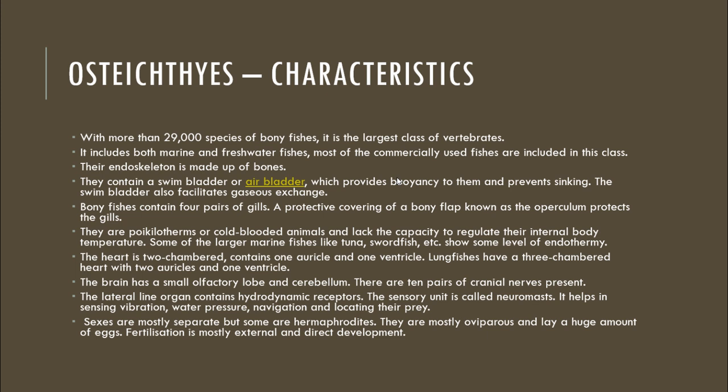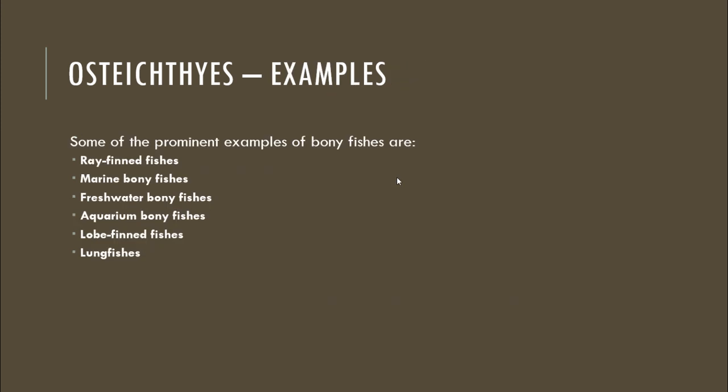Sexes are mostly separate, but some are hermaphrodite. They are mostly oviparous and lay huge amounts of eggs. Fertilization is mostly external and direct development. So examples here we have what? Ray fishes, marine bony fishes, freshwater bony fishes, aquarium bony fishes, lobe fin fishes, and lungfishes. Just know that they are bony fishes.